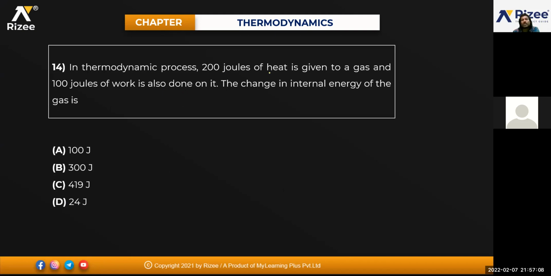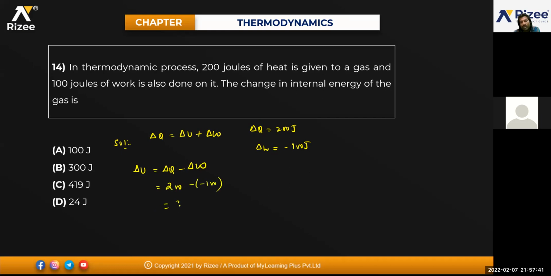The next one. In a thermodynamic process, 200 joules of heat is given to the gas and 100 joules of work is done on it. The change in the internal energy of the gas will be equal to how much? Now see here, delta Q will be equal to delta U plus delta W. Delta Q is given as 200 joules. And work done on the gas is minus 100 joules. So internal energy change will be equal to delta Q minus delta W. That will be 200 minus (minus 100), that will be equal to 300 joules. Direct question.